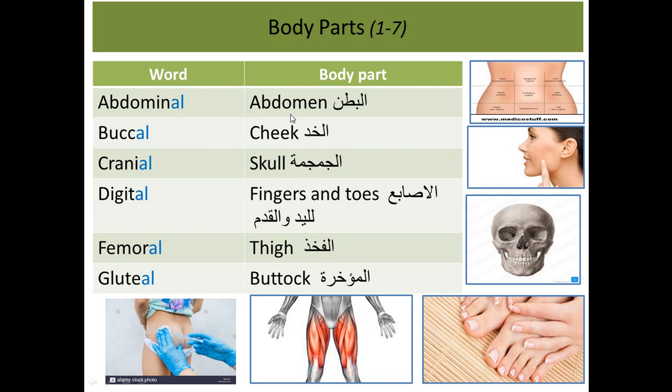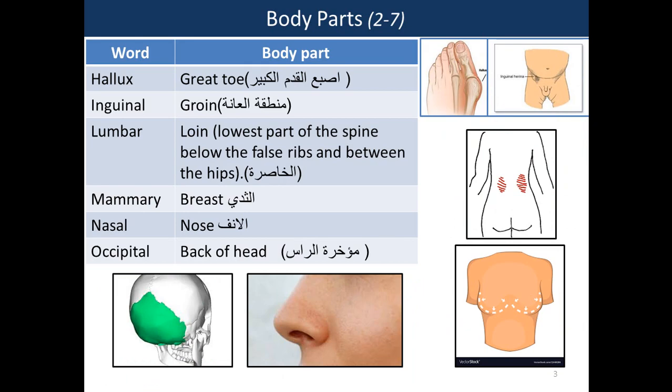Buccal is related to the cheek, and this is the cheek. And we have cranial, which is related to the skull. Digital means it is related to fingers and toes. Femoral means it is related to the thigh, and gluteal means related to the buttock region. So these are some of the body parts medical terminology.